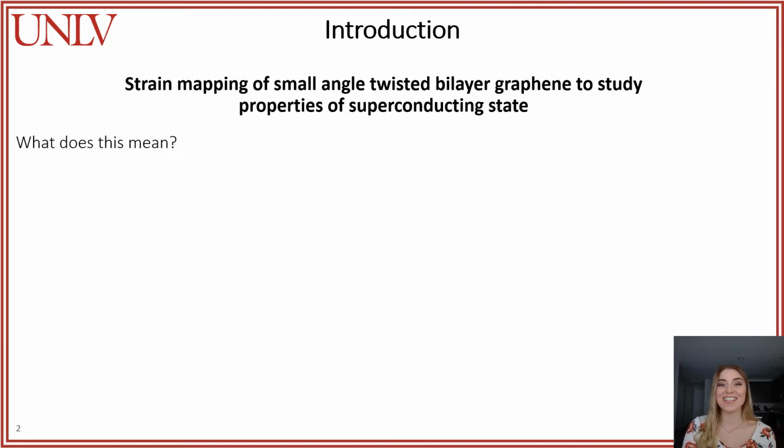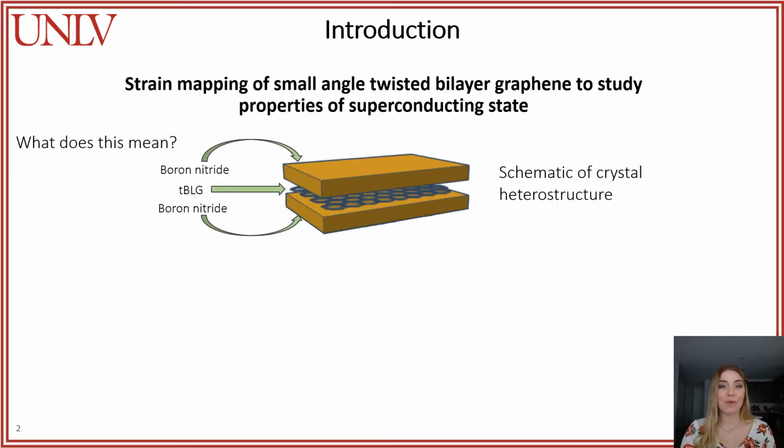So what does all of this actually mean? Basically, I create artificial crystals using boron nitride and graphene. So this is a schematic of what a typical crystal will look like. There is a top and bottom layer of boron nitride, which serves as a structural support of the twisted bilayer graphene that's sandwiched in the middle.